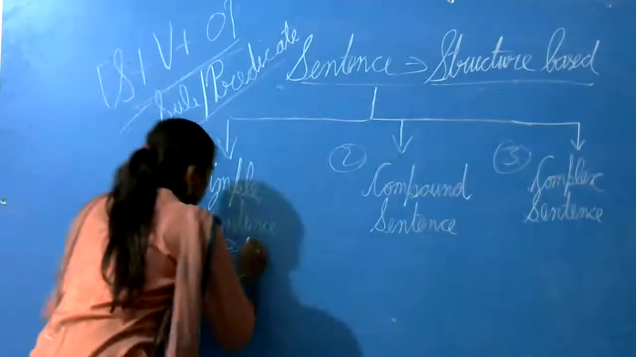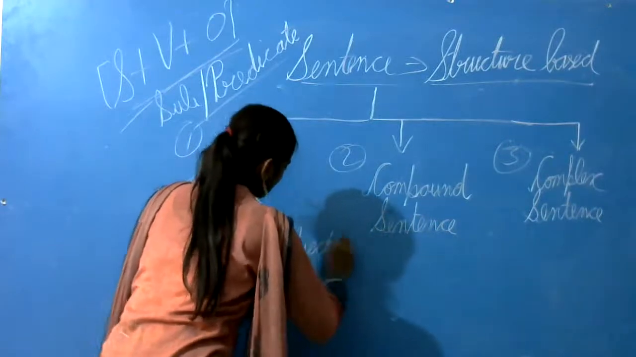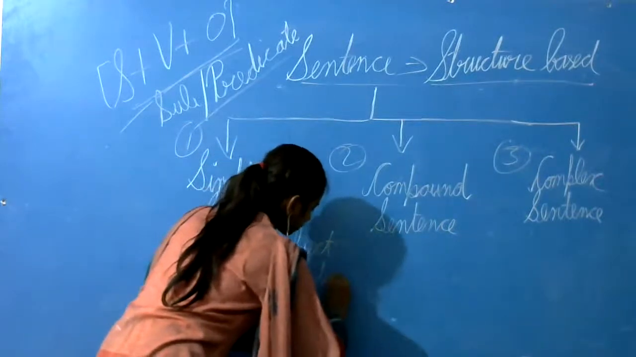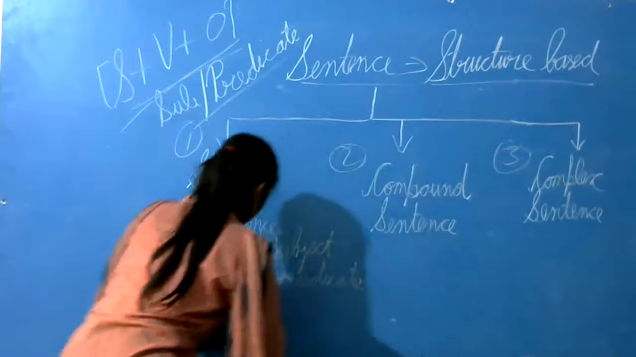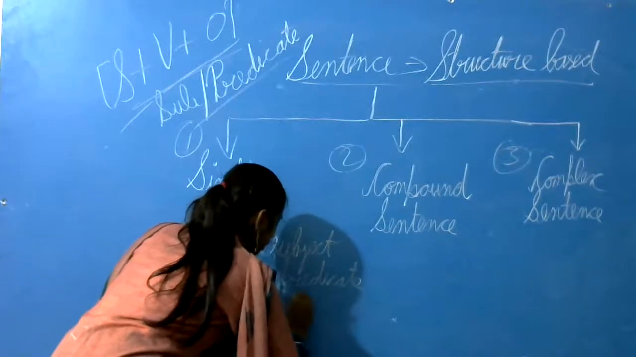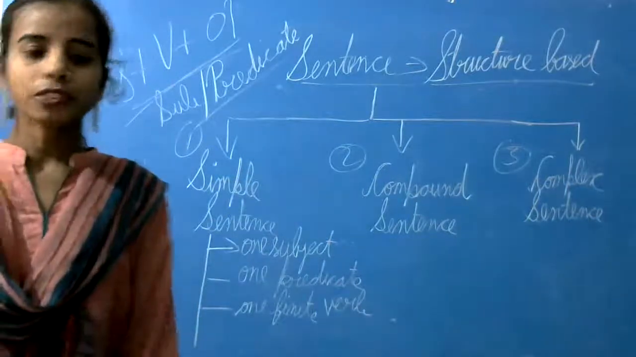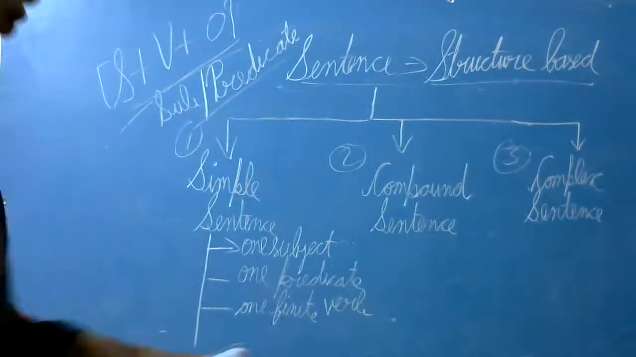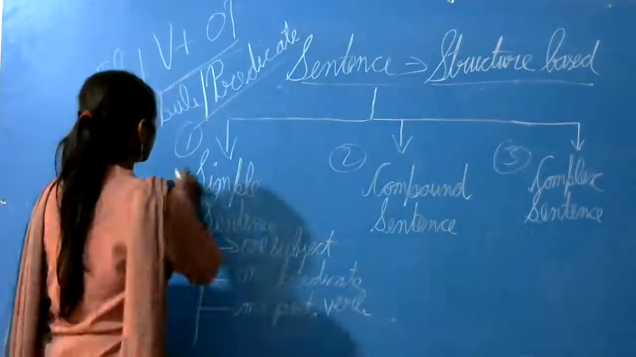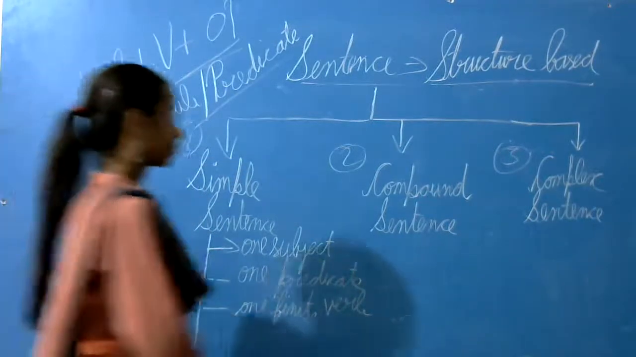Okay. So to learn the definition of simple sentence, first know one subject, one predicate, one final verb. So if you know these 3 points, you can write the definition of simple sentence: one subject, one predicate, one final verb. So a simple sentence has one subject, one predicate and one final verb.